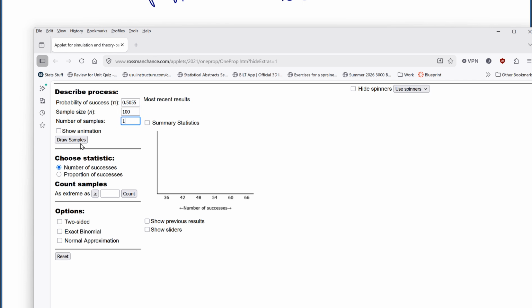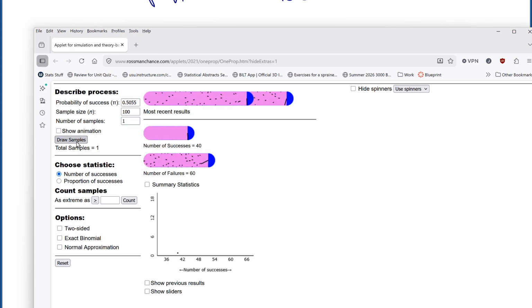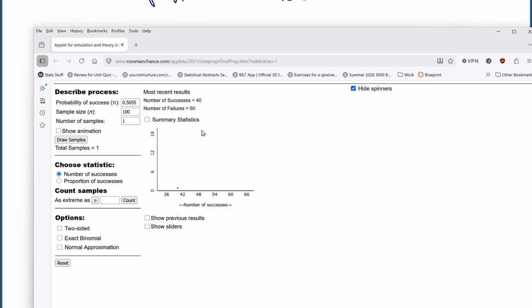So if I draw just one sample, let's hide those spinners. I'll change it to proportion. You can see that I got a sample proportion of about 0.38 or something. I could draw another sample. This time I got a higher sample proportion of 0.49. If I draw another sample, I got a higher one of like 0.53 maybe. A lower one of 0.43, another one of 0.45. So every time I'm getting a different sample proportion.